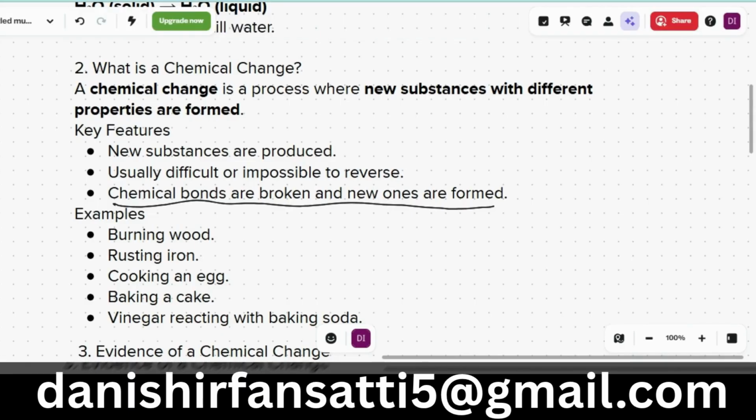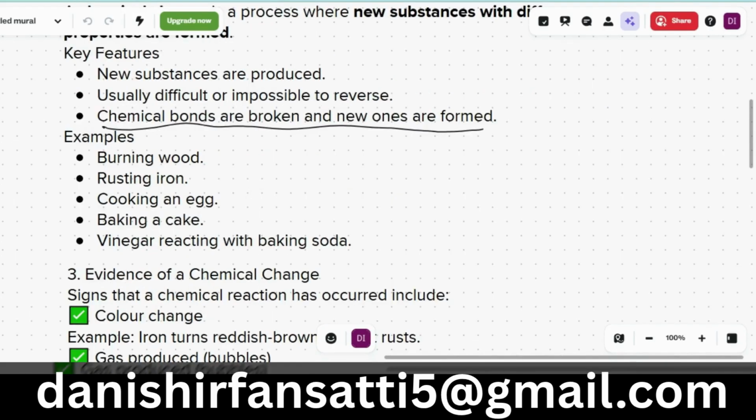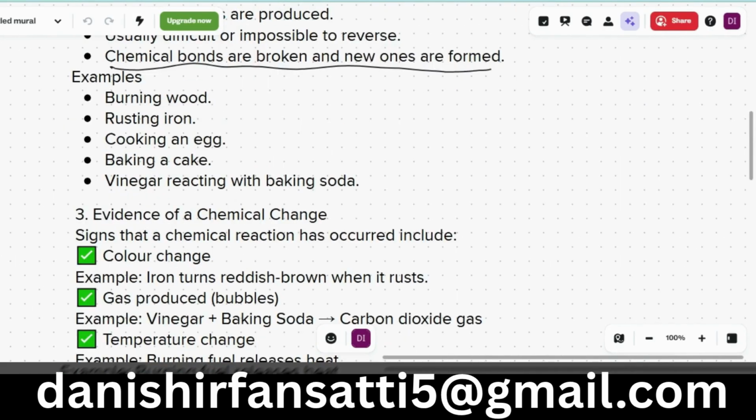For example, examples are burning of wood, rusting of iron. That is a permanent thing. Cooking an egg, if you once cook an egg, then you cannot put it back. Baking a cake or vinegar reacting with baking soda.